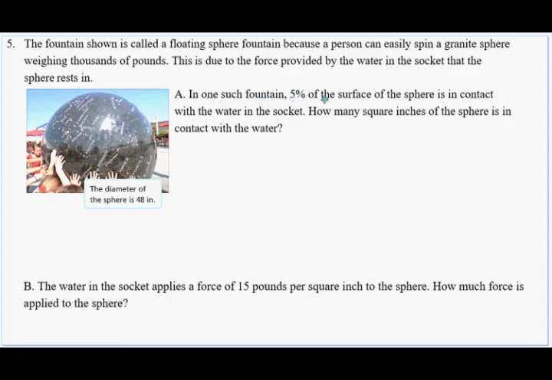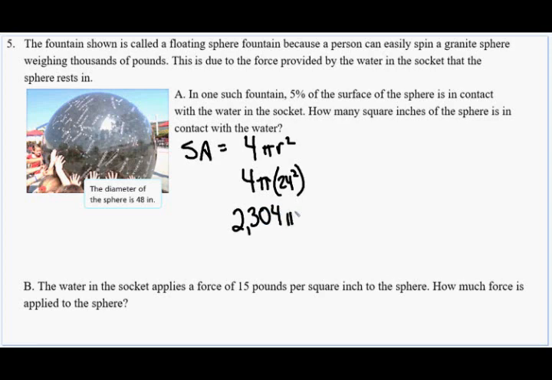In one such fountain, 5% of the surface of the sphere is in contact with the water. How many square inches is that in contact with the water? Well, we're going to need the full surface area of our sphere, and once again, that formula is 4 pi r squared. It says here the diameter of the sphere is 48, so the radius is half of that, 24. 4 times pi times 24 squared. 24 squared is 576 times 4. That's 2,304 pi, and that would be inches squared.